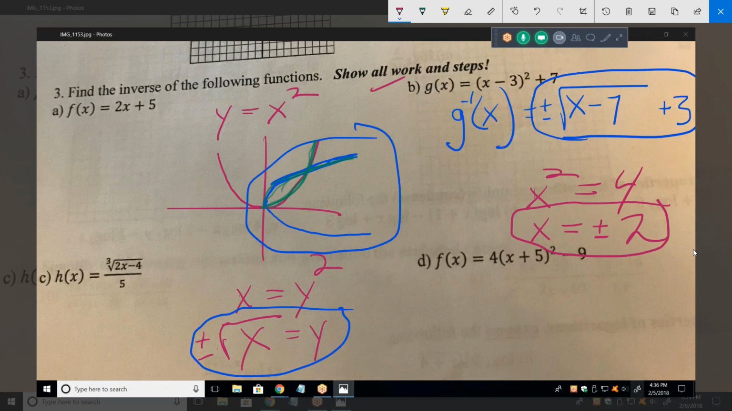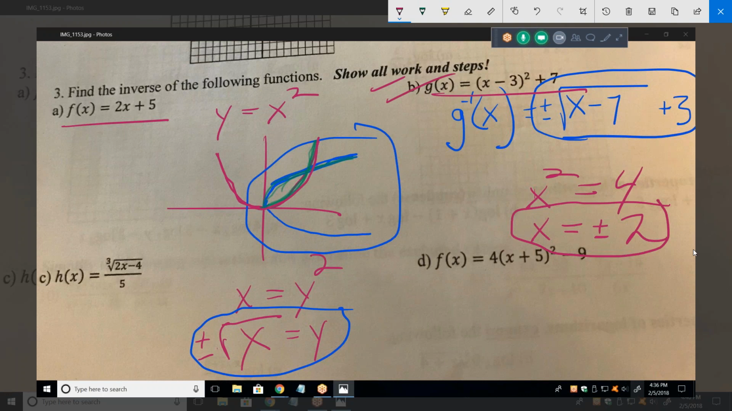Now, they didn't say find the inverse function. They just said find the inverse of the following functions. Well, that's a function, and that's a function. So the original functions are functions. They do pass the vertical line test. This parabola is a function, okay? But you can't take inverses of all functions and necessarily have them be functions.